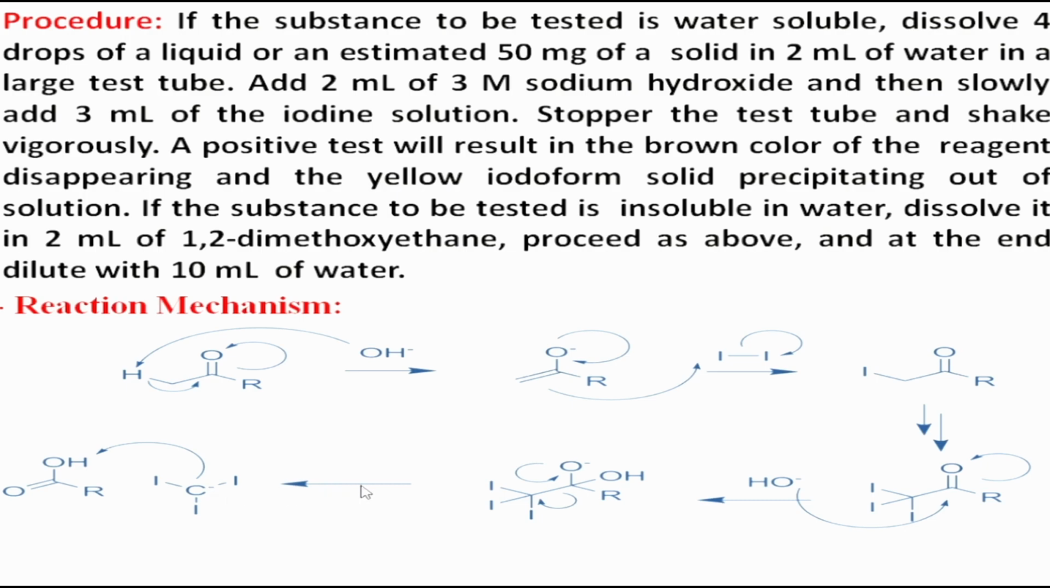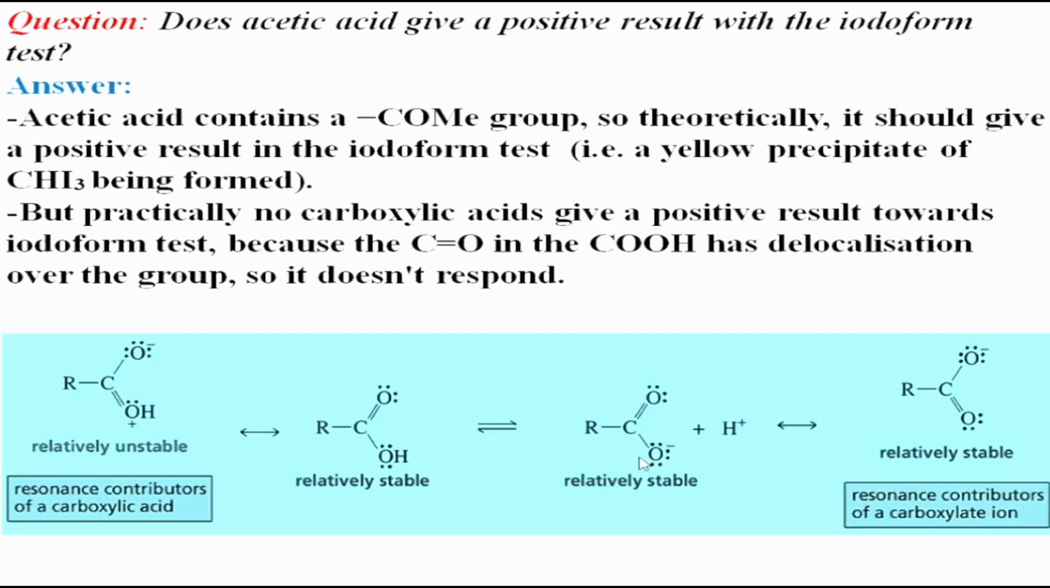So it is a multi-step reaction with 3 times iodination, 3 times enolate formation, and then oxidative cleavage takes place between the carbonyl carbon and the triiodocarbon, and finally we get triiodomethane and acid. Now a question arises: does acetic acid give a positive result with the iodoform test?